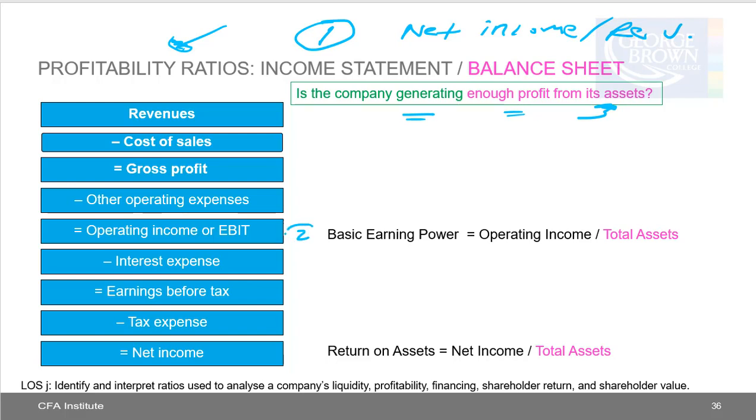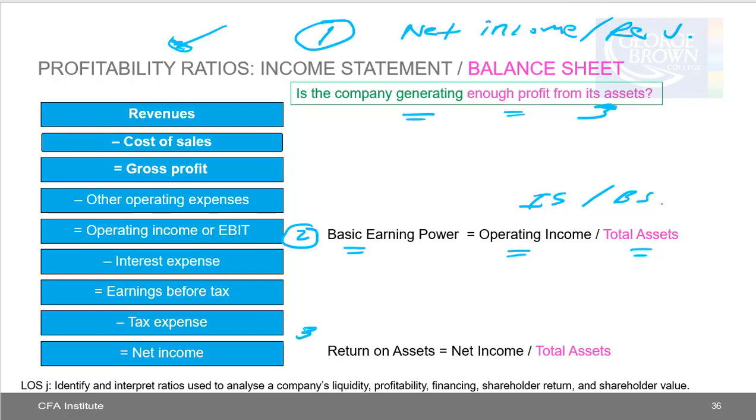And the second one is the basic earning power, and the numerator is operating income, which we get from the income statement, but it's divided by total assets, because the question is, is the company generating enough profits from its assets? So the numerator is coming from the income statement, but the denominator is coming from the balance sheet. Okay, so the second formula, basic earning power equals operating income from the income statement divided by total assets, which we're picking up from the balance sheet.